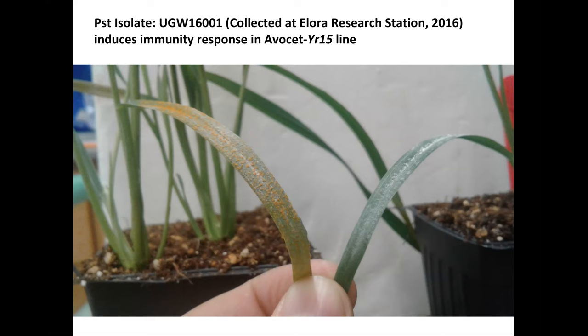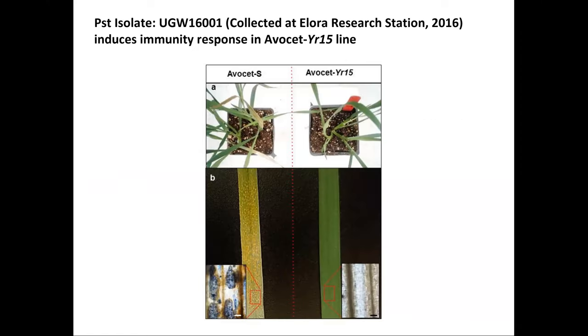And this isolate of the pathogen that showed this kind of response on Avocet Yr15 was collected in our research station in Elora, Ontario. We collected that, Dr. Mitra Sirajazari, who is a plant pathologist at the Wheat Breeding Lab and a joint professor there, she collected this isolate of the pathogen. And we saw that with this isolate, Yr15 shows a fully asymptomatic reaction.